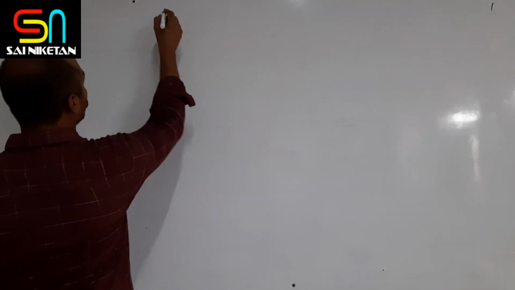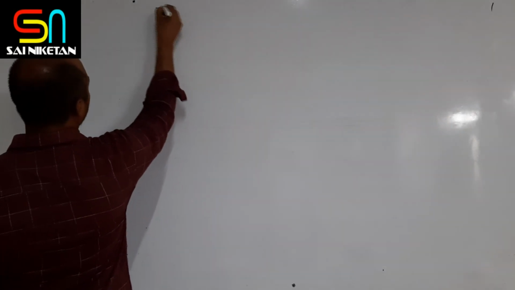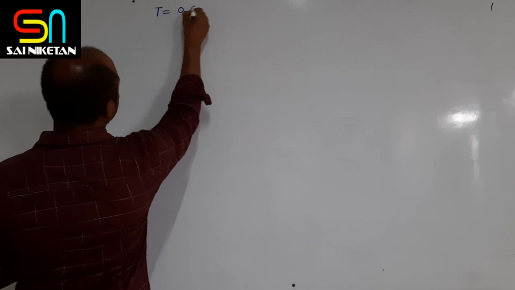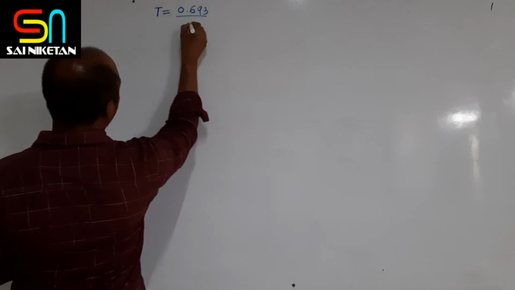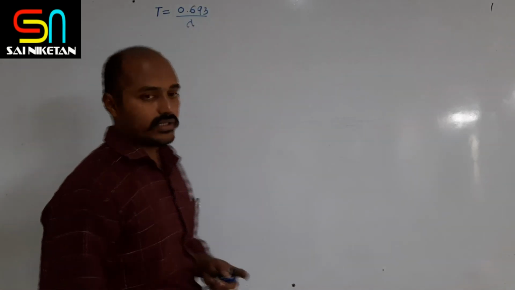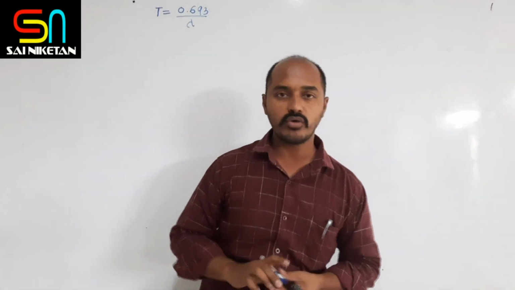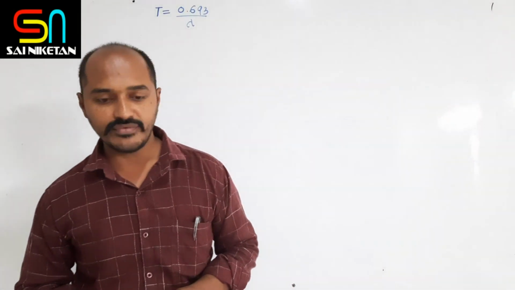In the previous lecture, we studied the law of decay, disintegration, radioactivity law, and also the half-life. We have the equation: half-life, indicated by capital T, is equal to 0.693 divided by lambda.